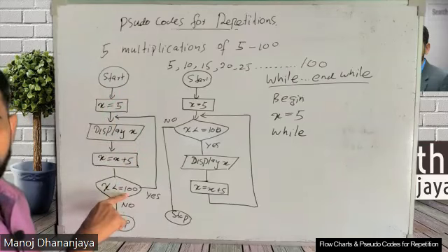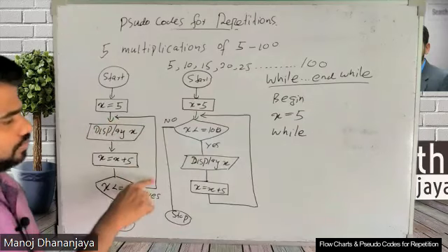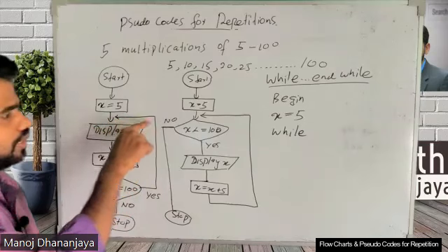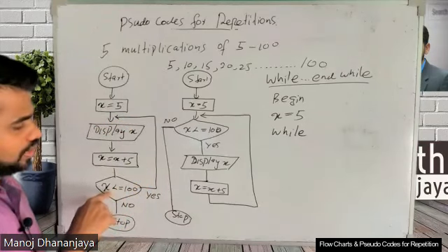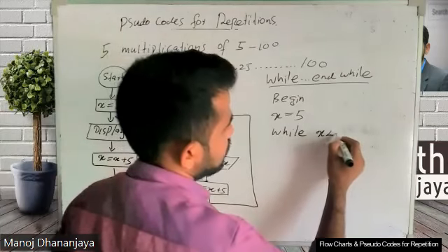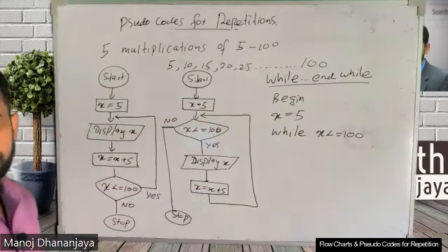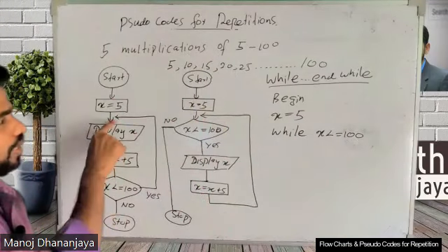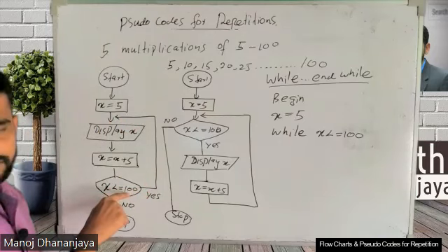How can we find it out? You can go through this line. Go through this line, then you can find out the condition. What's the condition? x less than or equal 100. Then we'll write it here. x less than or equal 100. Right? While x less than or equal 100.